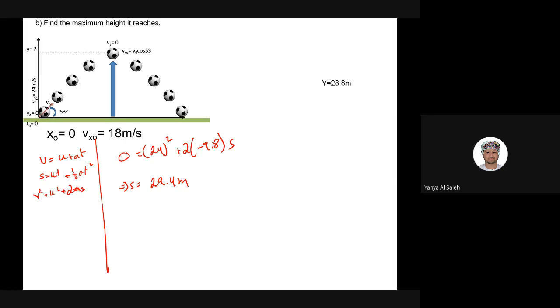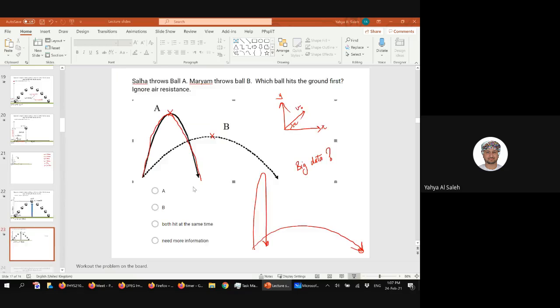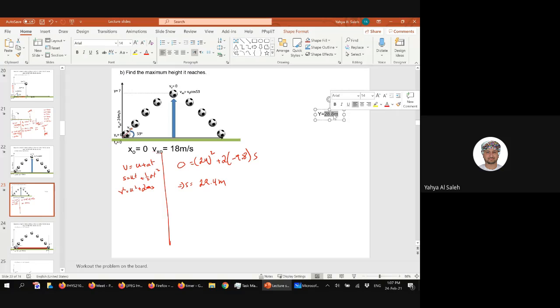Everyone got the same answer? Yes. And you will notice that this is actually wrong, because this should be 29.4 meters.